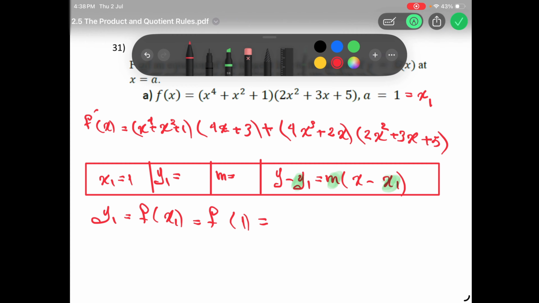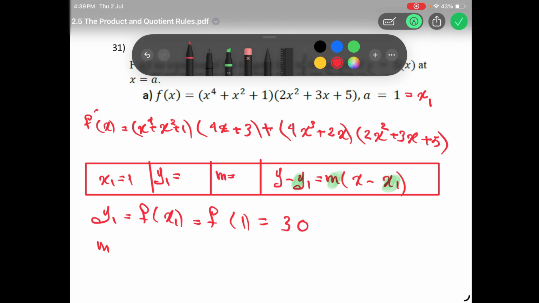So y1 equals f of x1, which is f of 1. So this is f, guys. You will replace this x, this x, all x's here, all of them by 1. And then you will have the result. The result will be 30. You can try this by your calculator.